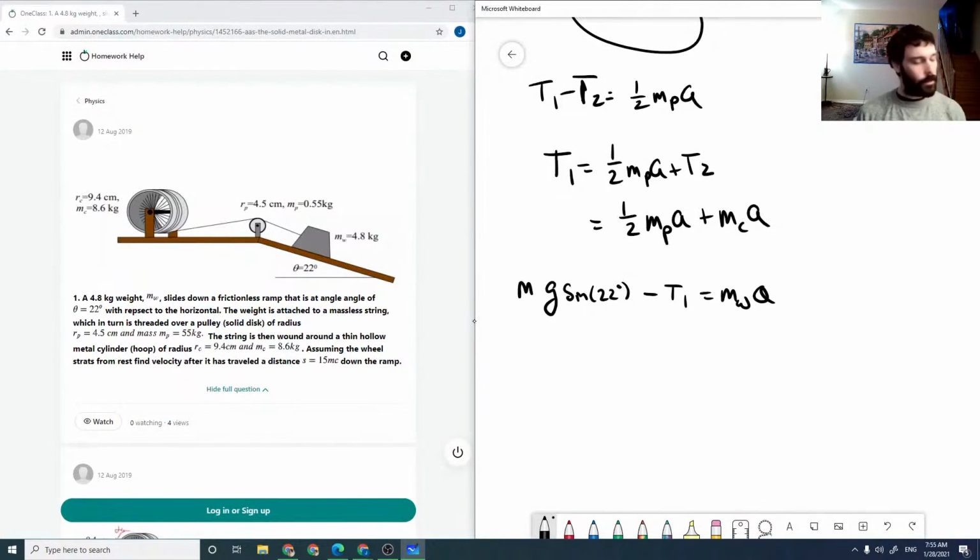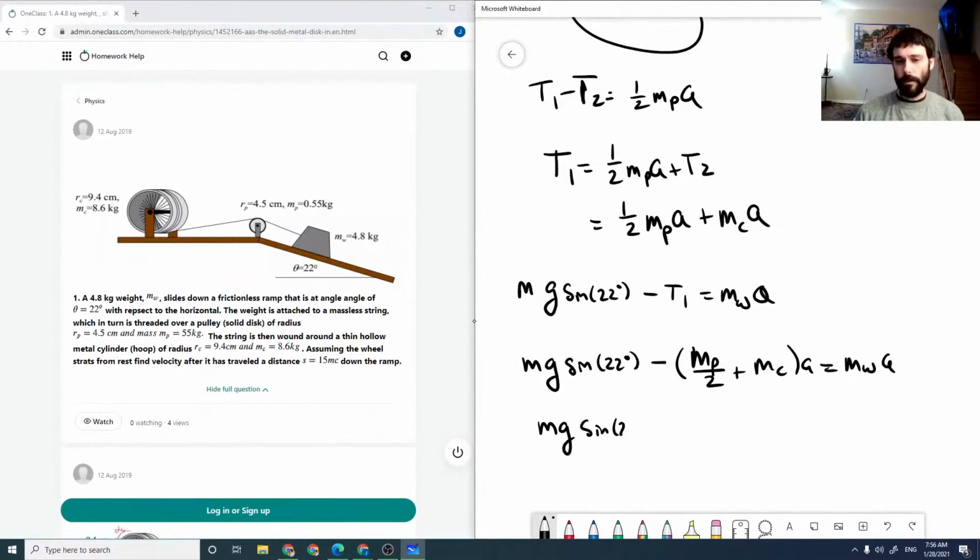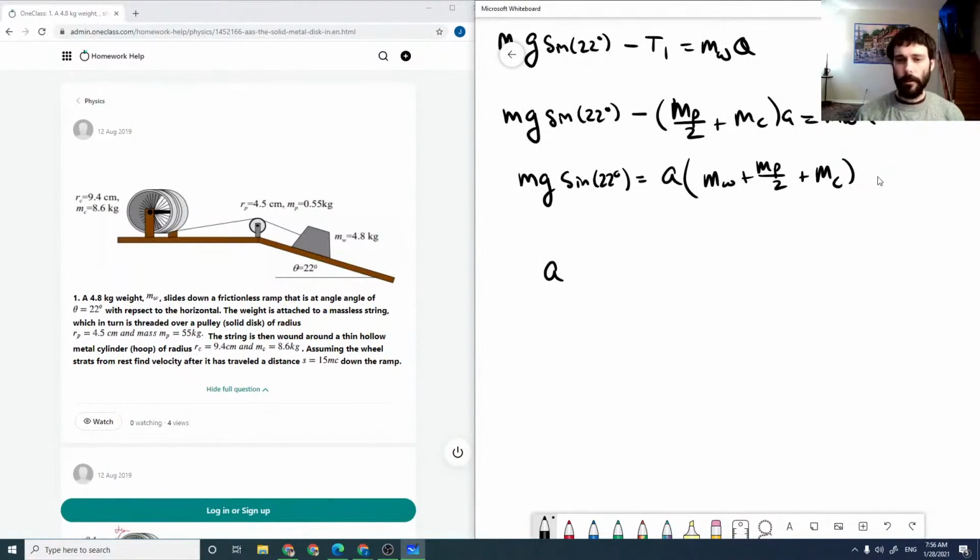So now we can plug in our T1 and say that mg sine of 22 degrees minus mp over 2 plus mc, times a, is equal to mw a. Bringing this to the other side, we can say that mg sine of 22 degrees is equal to A times the mass of the weight plus the mass of the pulley over 2 plus the mass of the cylinder. And we can say finally that our acceleration is mg sine of 22 degrees over the mass of the weight plus the mass of the pulley over 2 plus the mass of the cylinder.